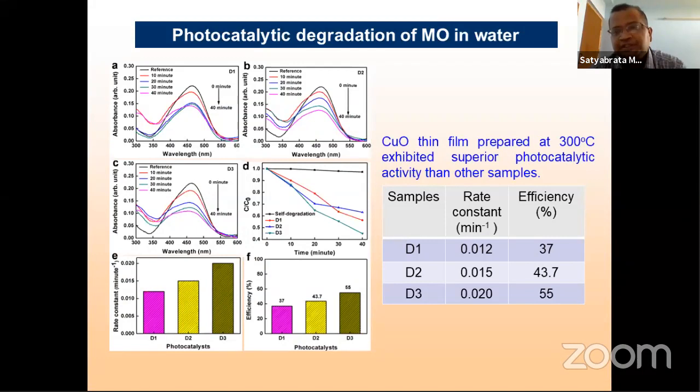And this surface roughness of the films obviously increases the surface area, or the number of active adsorption sites, facilitating their subsequent degradation.